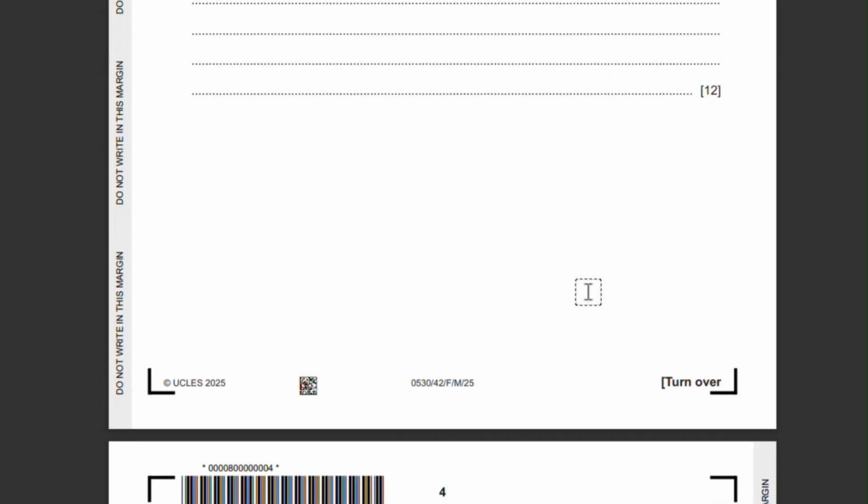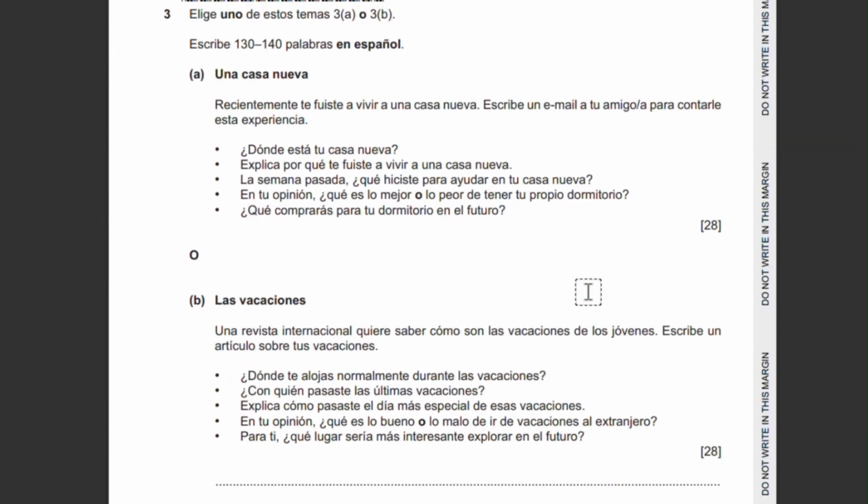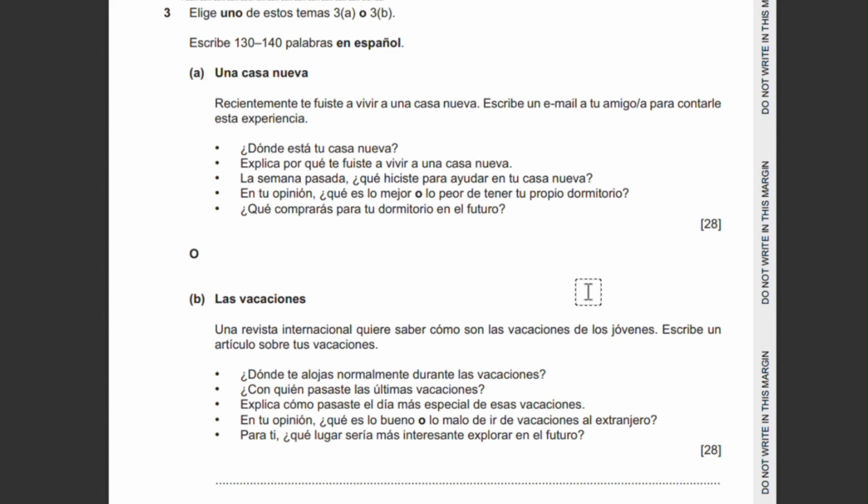Now let's go to question 3, which is the extended writing. I will be choosing 3A, but I will also be putting the answer of 3B in the comment section below, so you can also get that. But for this class, I'll be answering 3A.